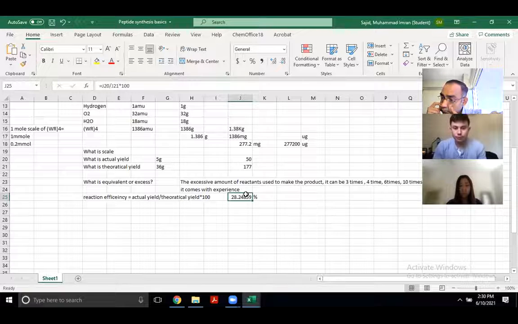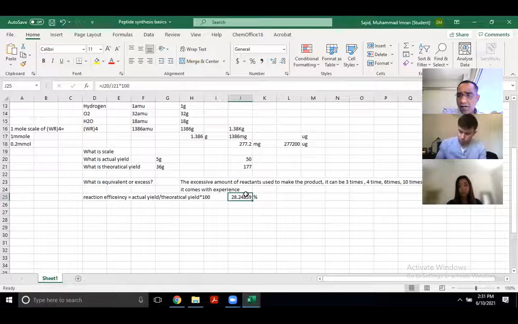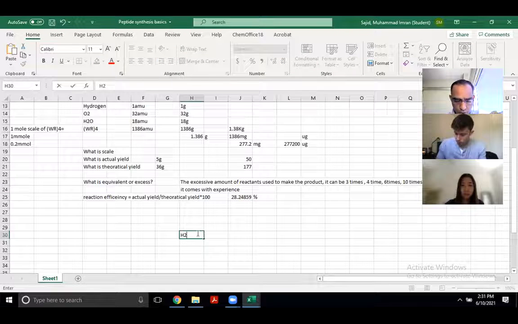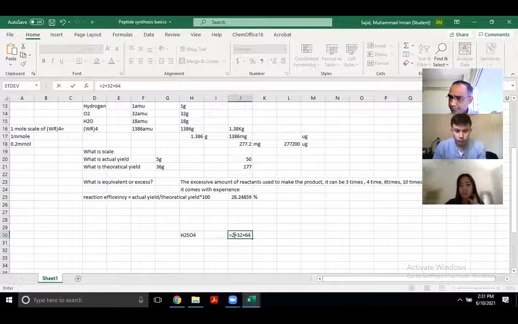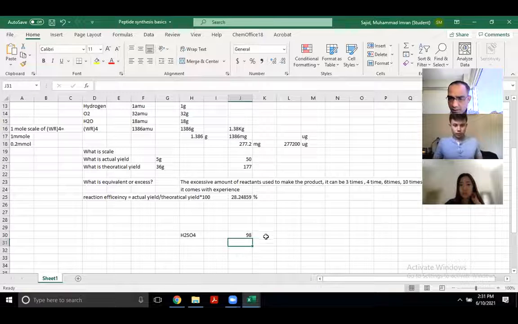Got it? So if I ask you, there is H2SO4. What will be the mass of H2SO4? If I say you make 1 mole of H2SO4, what will be the mass? I will tell you: it will be equal to 2 plus 32 plus 64, right? 16 fours are 64. Sulfur is 32 and hydrogen is 2. So that is 98 gram.